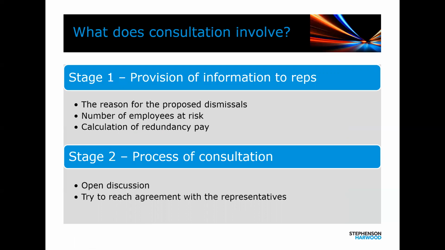So let's look at the two stages. Stage one is the provision of information about the proposed redundancies to the reps in writing. This information includes the reason for the proposed dismissals, the number of employees affected, and what the calculation of redundancy pay is. Consultation will have commenced at this point, as long as the employer has provided sufficient information to enable meaningful consultation to take place. But obviously, you can continue to provide further information throughout the consultation process as relevant or as needed.